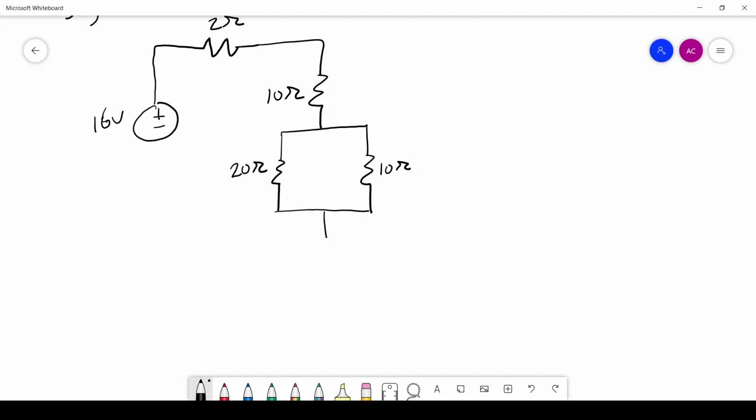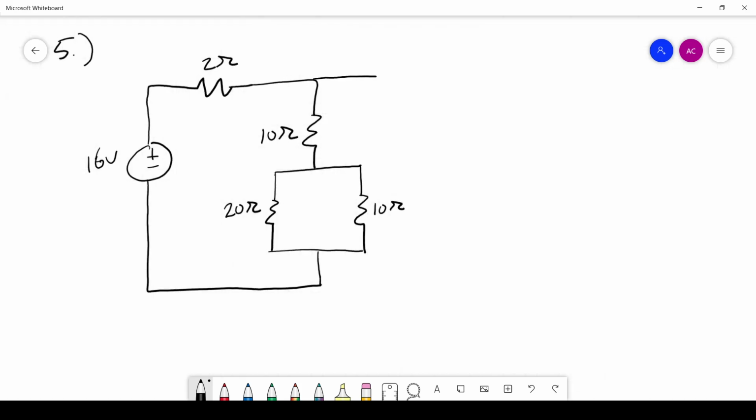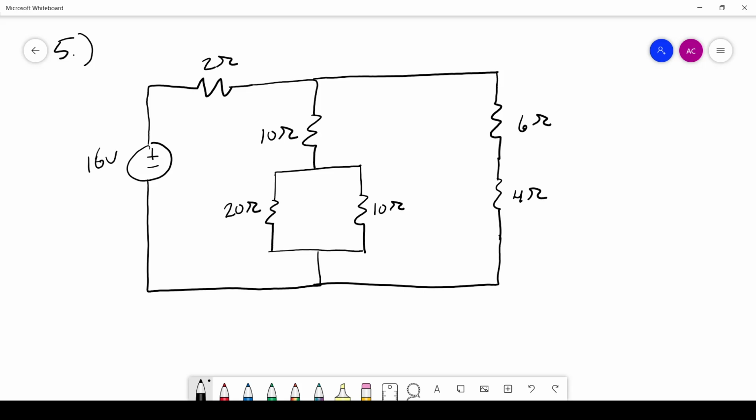Okay, that's connected down here, and then that'll be one route. Okay, so after this we can move over here. We'll have a 6 ohm resistor. Scoot it down a little bit more, and this will be 4 ohm resistor. Okay, so definitely the most complex circuit we've done so far.